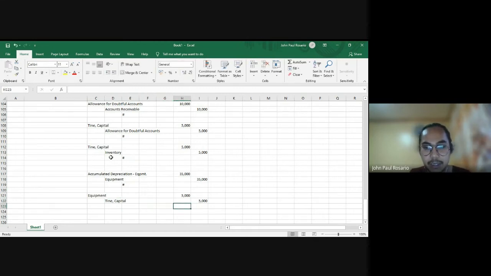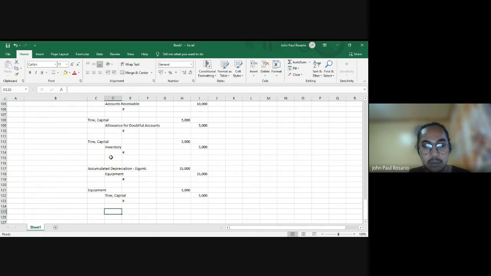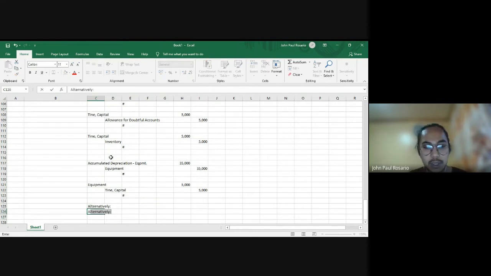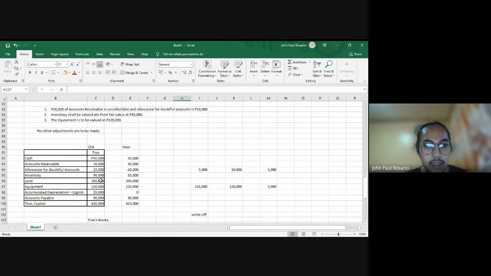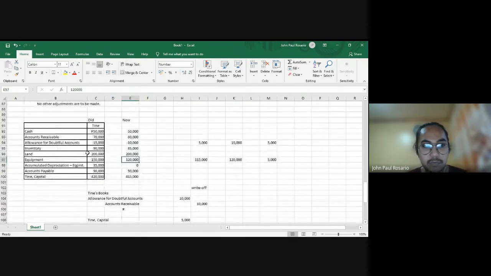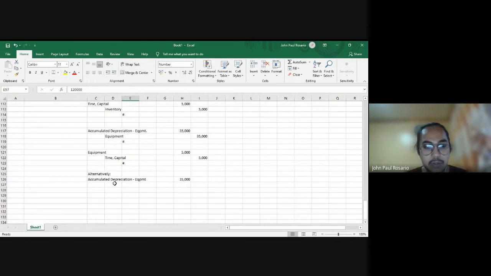But alternatively, we can do it this way, so it's not too hard on your hand or your ballpen or if you type or whatever. So alternatively, we can do a compound entry. Okay? So we know that your accumulated depreciation should be reduced to zero, right? So the amount is 35,000. And we know that the gross amount of your equipment should be at 120,000. So we reduce our equipment account by how much?